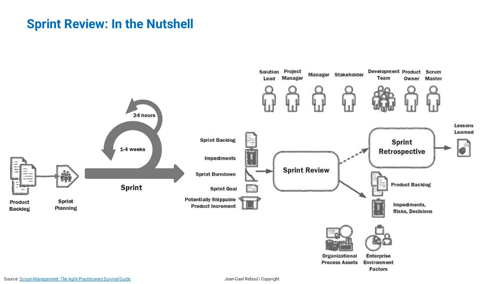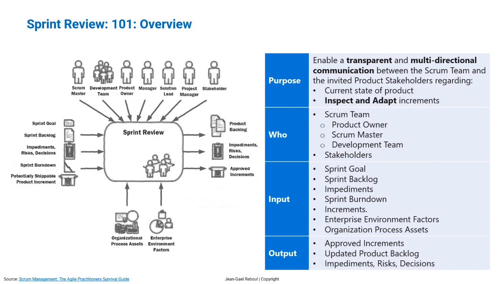But, let me stop here with this contextual view, and let us focus on the sprint review. First, let's look at this data flow diagram that shows the expected inputs, the resources that can be leveraged during the meeting, the people attending the meeting, and the expected outputs of this ceremony. Obviously, the purpose of the sprint review is to inspect and adapt the created product increments and, to achieve this objective, the Scrum Master who facilitates the ceremony should do their best to enable a transparent and multi-directional communication between all the stakeholders and the Scrum team.